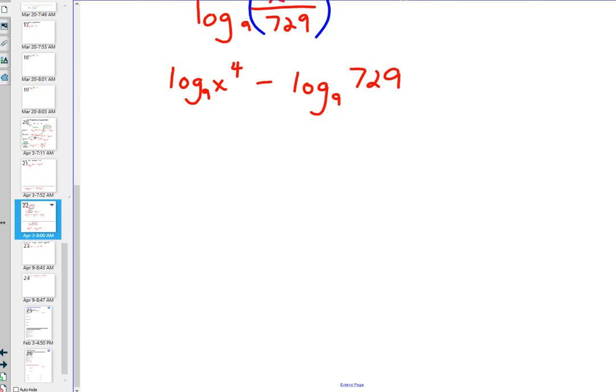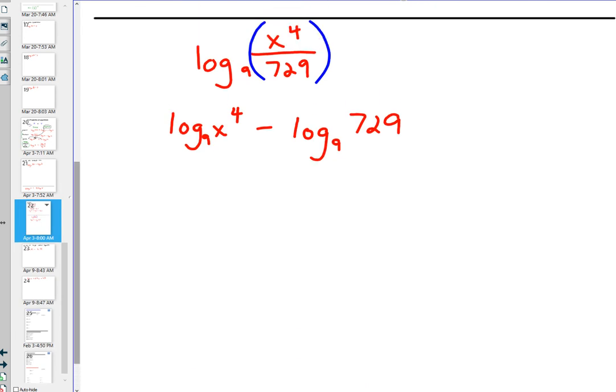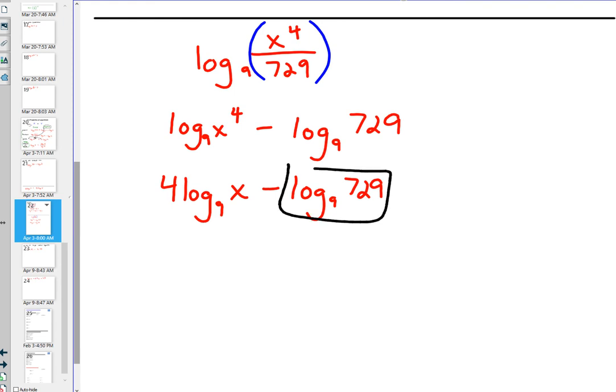So what can I still do here? Move the 4 to the front. Like I said, this becomes 4 log base 9 of x minus log base 9 of 7.9. Now am I done? I'm done with expanding, but I still might be able to evaluate. The only one that could possibly be evaluated would be this one over here, the log of a constant.